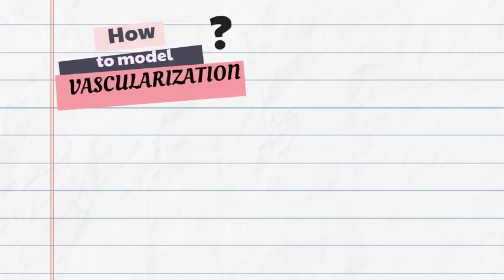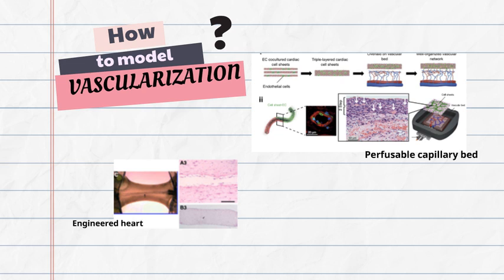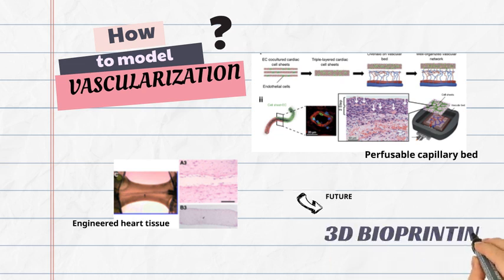However, neither of these models contain a perfusable vasculature, so what can we do? An approach is the culture of cardiac myocytes on top of a perfusable capillary bed. Future challenges could include the combination of this technique with 3D bioprinting.